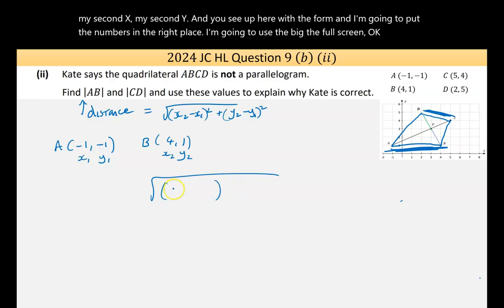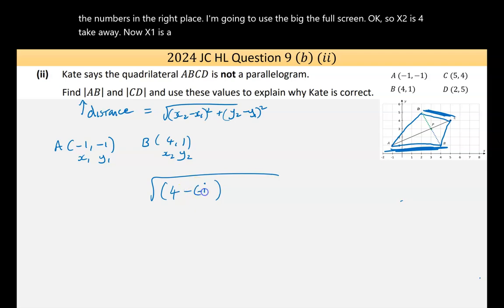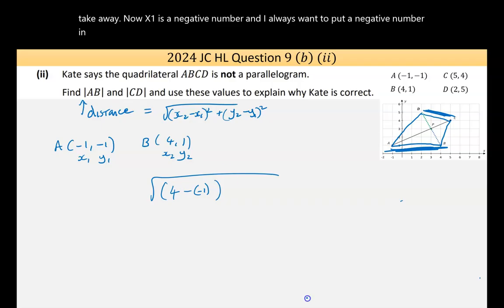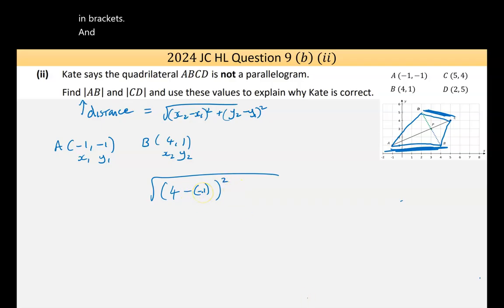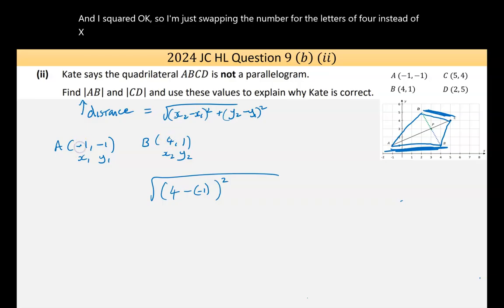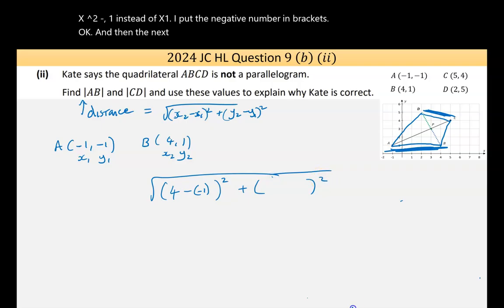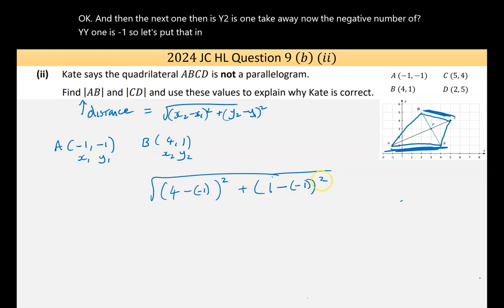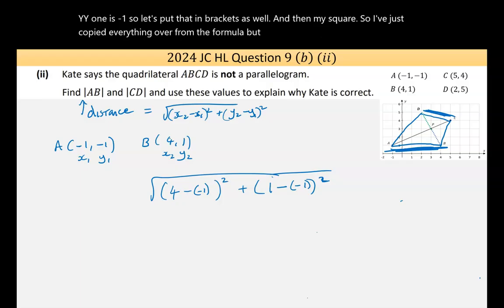Okay, so x2 is 4. Take away. Now x1 is a negative number, and I always want to put a negative number in brackets. And that's squared. Okay, so I'm just swapping the number for the letter. So 4 instead of x2, -1 instead of x1. But I put the negative number in brackets. Okay, and then the next one then is y2 is 1. Take away. Now the negative number of y1 is -1, so let's put that in brackets as well, and then my square. So I've just copied everything over from the formula, but replaced the letters with the numbers.